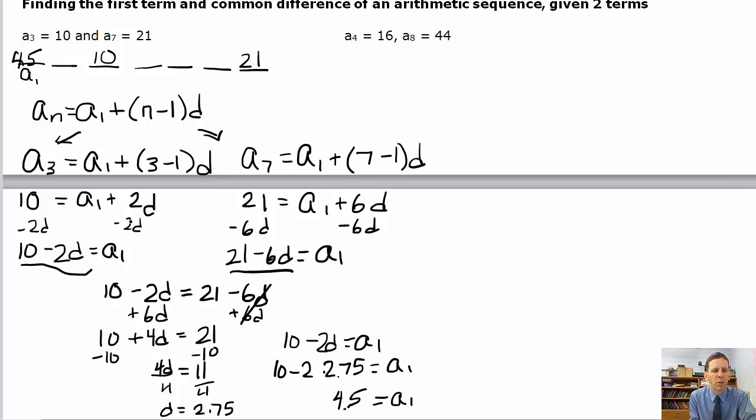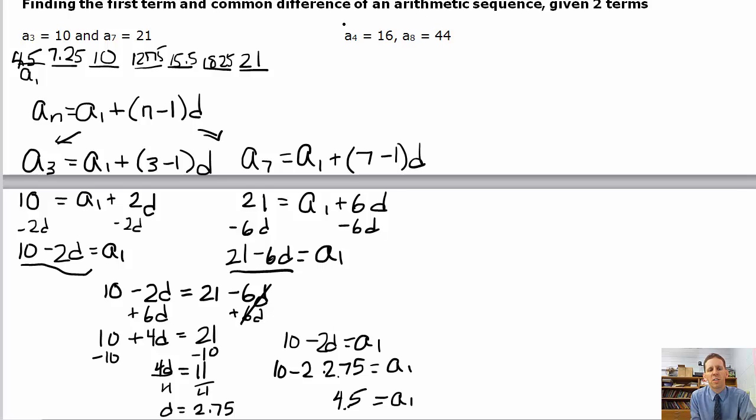And if the terms go up by 2.75, what you get is 7.25. You actually do get 10 here. Then you get 12.75, 15.5, 18.25, and finally 21. It does work.